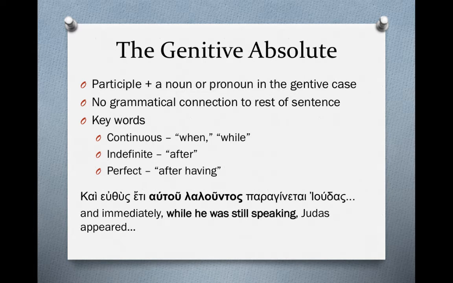An example of the genitive absolute appears in one of the Gospels, and it says, and immediately, while he was still speaking, Judas appeared. So if we cut out the genitive absolute construction, and immediately Judas appeared, it still makes grammatical sense. But of course we want to know when or how this happened, and so a genitive absolute is provided. And instead of trying to put in a key word of there somewhere, no, if it's genitive absolute you won't do that. And you want to remember to include one of these key words, when or while, if it's continuous, which we've done here. If it's indefinite or perfect, there will be other key words that will help us make sense of that construction.